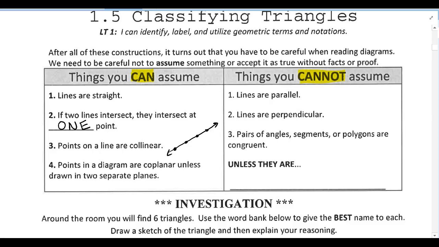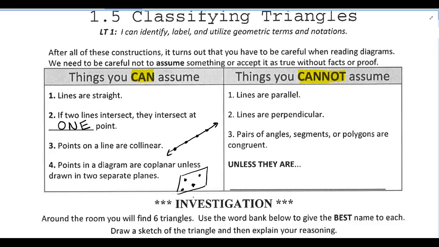So sometimes we'll have a picture of a plane and it may not be totally obvious that the points are in the same plane, but if it looks like they are, you can assume that they are. So these 4 points would be part of whatever this plane would be. Alright, so those are the 4 things you can assume.